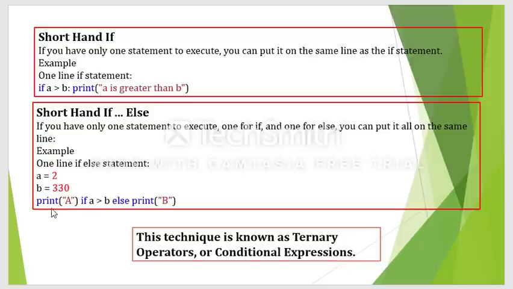But these 4 lines can be written in a single statement. Like here we can represent this: print A if A greater than B, else print B. Okay. Instead of print A, we can write the total statement: print A is greater than B if A greater than B. Okay, so we can write a statement like this. Shorthand if else statement.